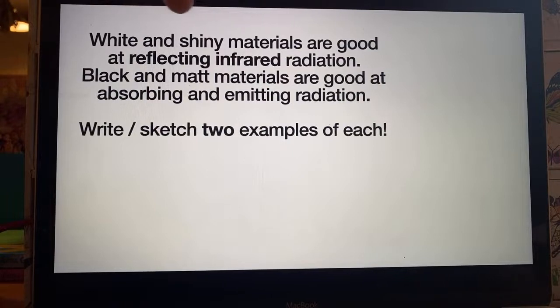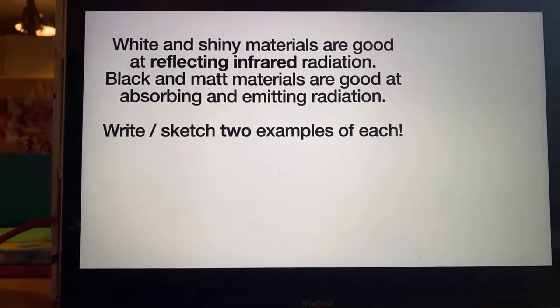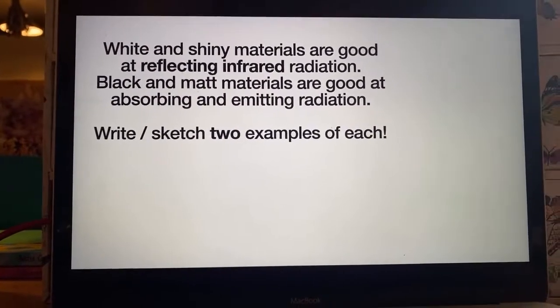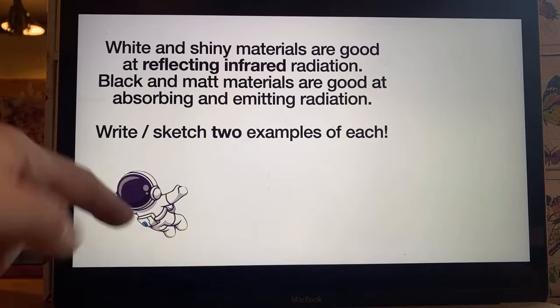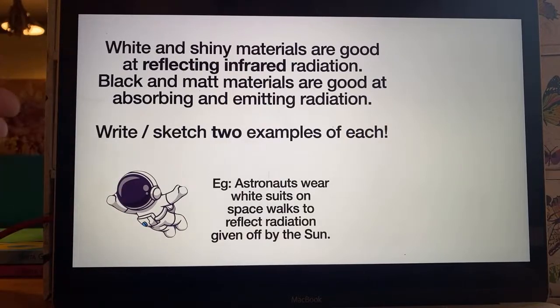I think the examples of how we use white and shiny things to reflect infrared is much, much easier than an example of something that humans have made black or matte so that it's good at absorbing and emitting radiation. The example that I will give you to kickstart you is astronauts wear white, don't they, or shiny outfits when they're moonwalking to reflect the radiation given off by the sun, okay?